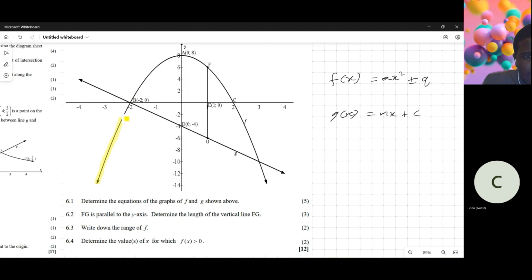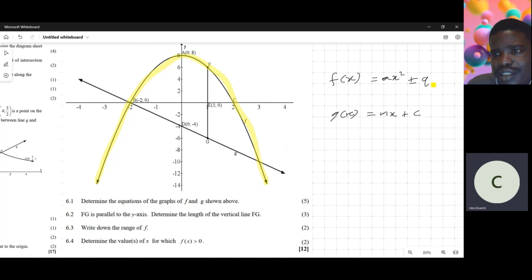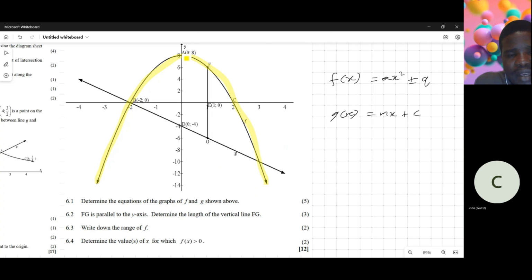This one is a parabolic graph, and it's concave down, meaning the value of A is negative. Then the other thing that I will look at is the value of Q. The graph is touching the y-axis at 8, meaning Q is 8. One mark in. Without any calculations, Q is equal to 8, since the graph is touching the y-axis at 8.